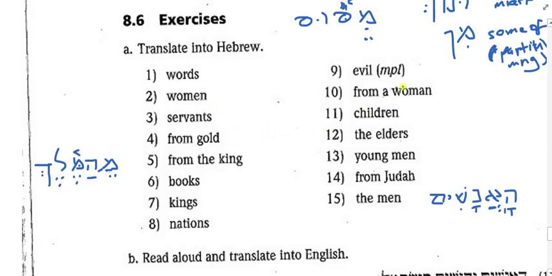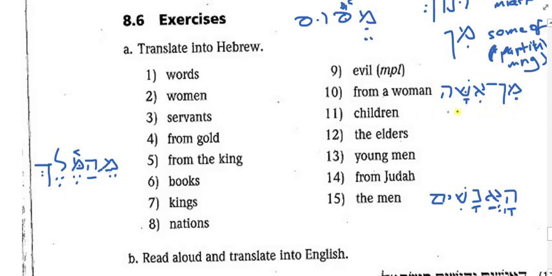So let's see. I think in number 10, we have from a woman. Now, how do we say woman? Isha. And there's a doubling dot in that shin. If I want to add from, if we do it the easy way, it's min plus, what's that bar called? Maqqef. All right, so min isha. Say that with me. Min isha.